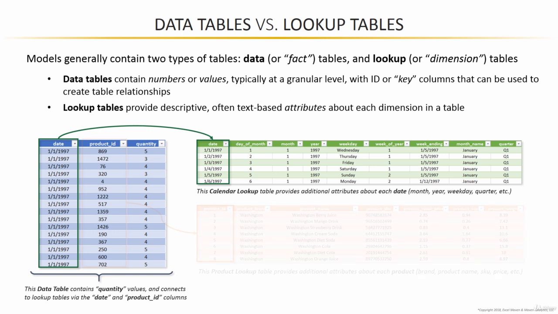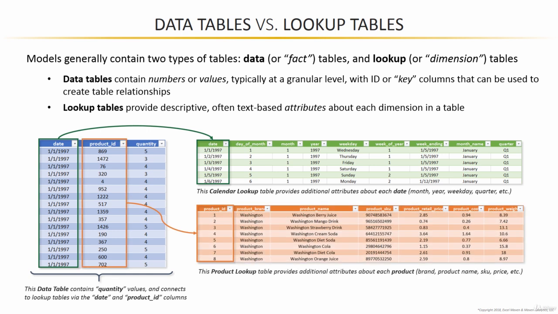Same story holds for the product ID. That product ID column in our data table can connect to or relate to a matching product ID in a product lookup table. And that product lookup table's purpose is to provide all sorts of product-specific information about each ID. So similar concept to the calendar table, just in this case, if you know the product ID, then by definition, you know the brand, you know the product name, you know the SKU, the retail price, the cost, the weight, and any other product-specific attributes captured by this product lookup table.